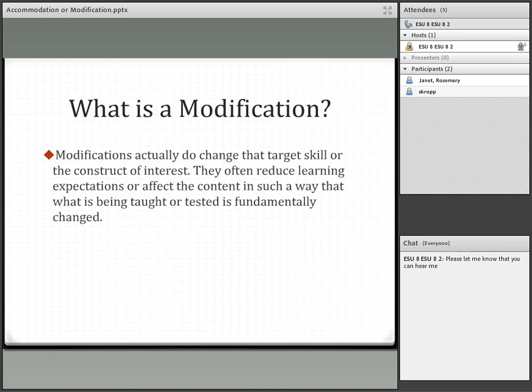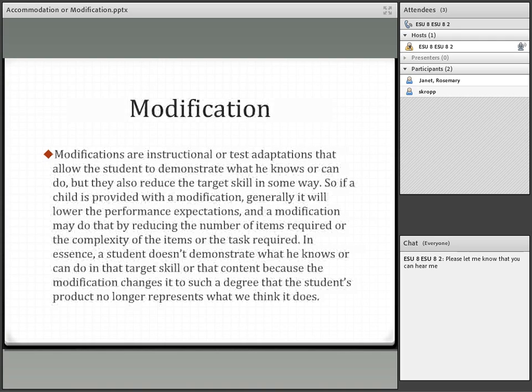So we're really making a big change when we're using a modification. They are instructional or test adaptations that allow the student to demonstrate what he or she knows or can do, which is like an accommodation, but they also reduce the target skill in some way. So if a child is provided with a modification, it's going to lower the performance expectation usually.